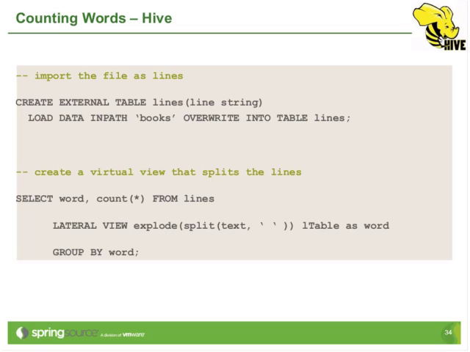So I'm creating this idea of a table. You can think of it as some sort of view if you want. And then I'm importing data into it. And then I'm doing the select, and this is where things get tricky.